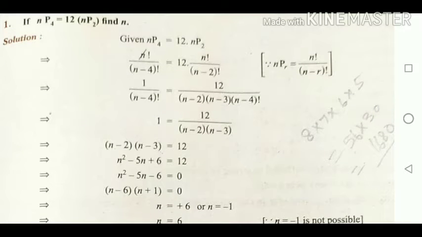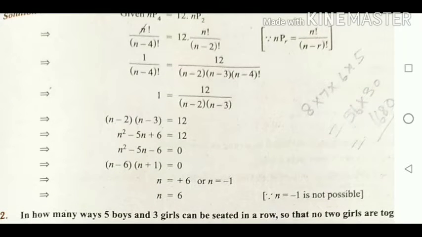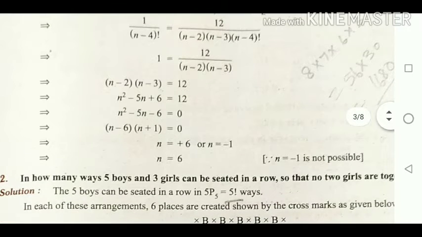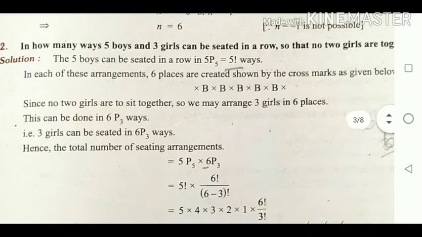Then we change the n minus 2 in terms of n minus 4, because n minus 4 is the lowest term compared to n minus 2. Therefore, (n minus 2) factorial becomes (n minus 2) into (n minus 3) into (n minus 4) factorial. Here (n minus 4) factorial is cancelled. We get 12 by (n minus 2) into (n minus 3). After cross multiplication, (n minus 2) into (n minus 3) equal to 12. Therefore, n square minus 5n plus 6 equal to 12. If we factorize, we get the value of n equal to 6.